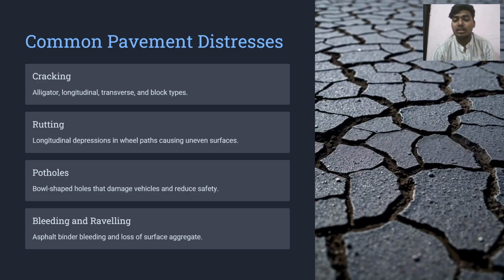Block cracking has rectangular or square-shaped cracks that divide the surface into large blocks. It is caused by aging of the asphalt binder and is not related to traffic loads. Second is rutting. Rutting is the depression or grooves along the wheel path.